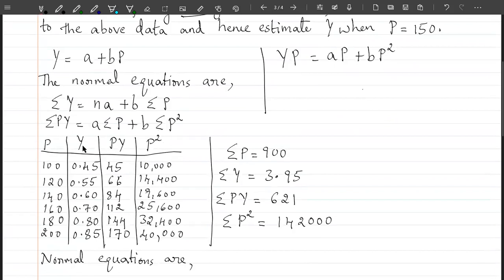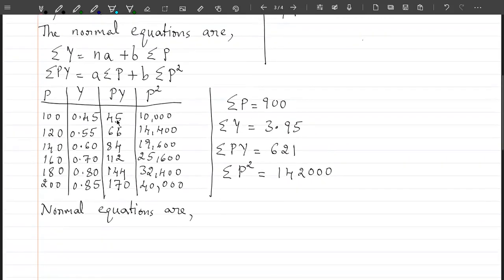Please note these two are the given set of values and these two are the table values which you have to compute now. So summation P, if you add these values of P, the value of summation P is 900 and the value of summation Y is 3.95. Summation PY is equal to 621 and summation P square is equal to 142,000. So let's substitute them.